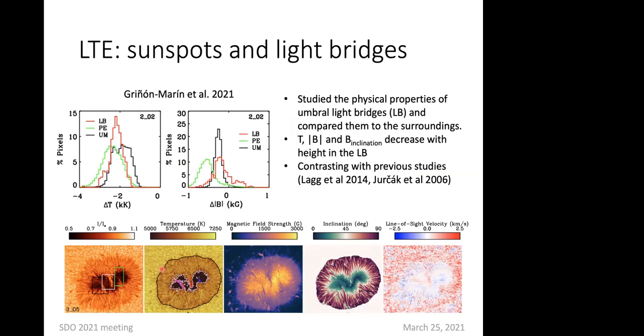I chose another paper by my ex-student Annabelle Belen. She studied the thermodynamic and magnetic structure in sunspot light bridges and compared the structure to the surroundings. And amongst her many findings, she was able to extract information about the stratification of the temperature and the magnetic field in sunspot light bridges. And she found that, not surprisingly, the temperature above light bridges decreases with height. But she also found that the magnetic field also decreases in strength and becomes more horizontal above the light bridge.